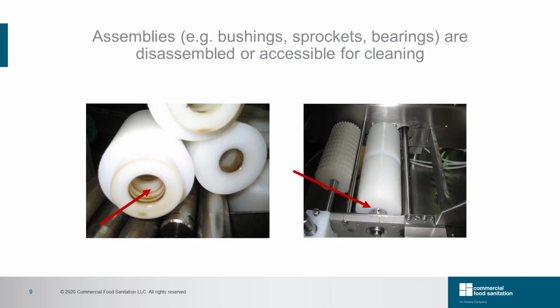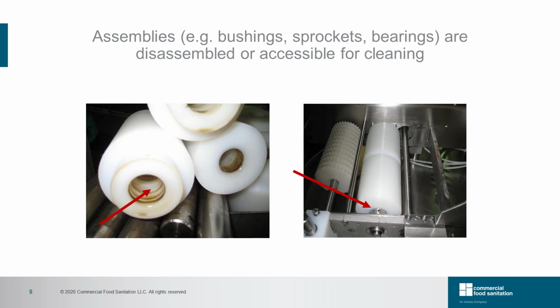Assemblies, such as bushings, sprockets, and bearings, are disassembled or accessible for cleaning. Otherwise, there will be a niche area supporting growth. The left image shows hollow idle rollers. When disassembled, water, films, and soils are visible, indicating these are harborage locations.